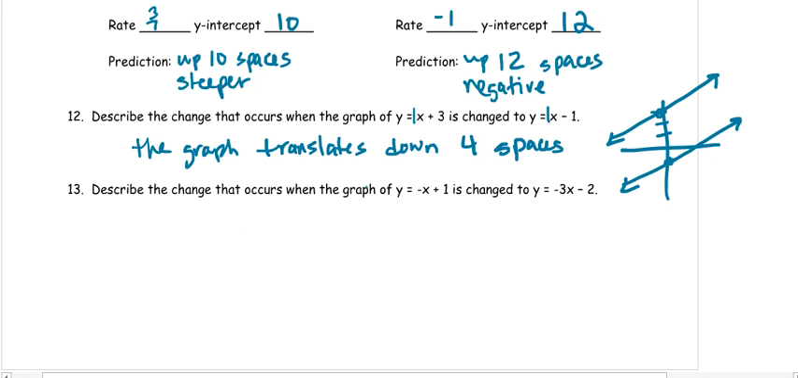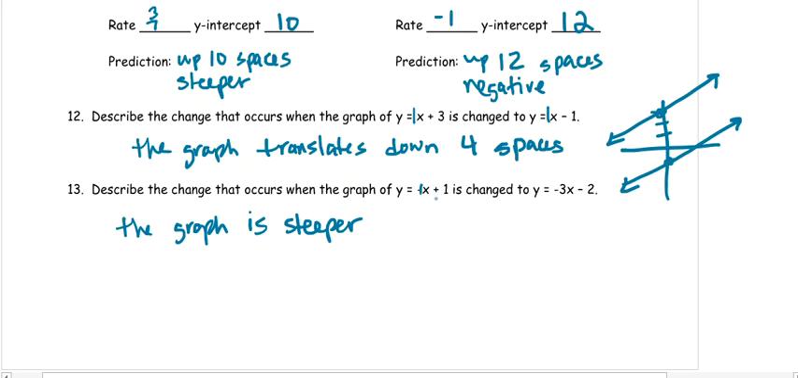Describe the change that occurs when the graph of y equals negative x plus 1 is changed to y equals negative 3x minus 2. So the slope of this, they're both negative, so the actual correlation doesn't change. It doesn't go from positive to negative. But what does change is this negative 1 goes to negative 3, so the graph is steeper.